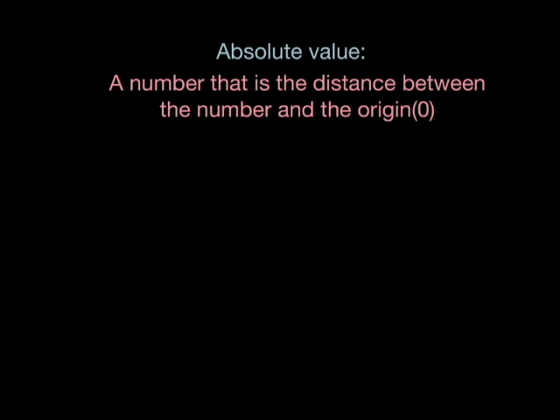Now let's talk about the absolute value of a number. The absolute value of a number is the distance between the number and the origin. And of course, the origin is actually 0. Let's do an example so you actually understand what this definition actually means.